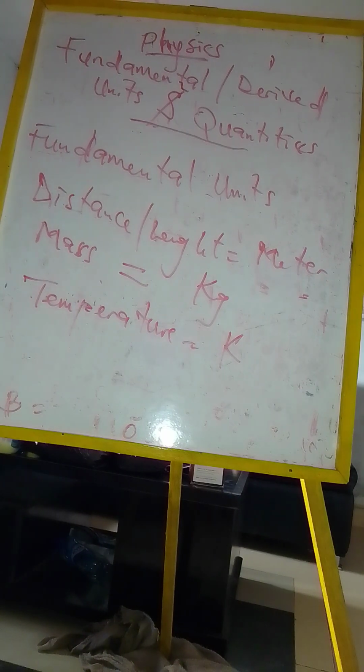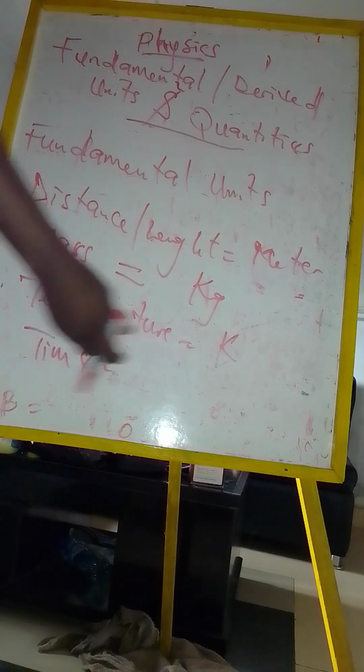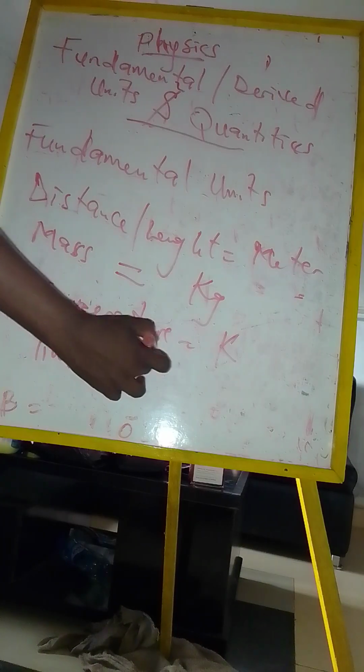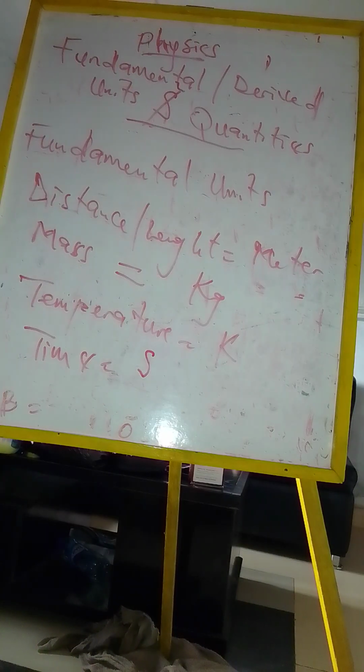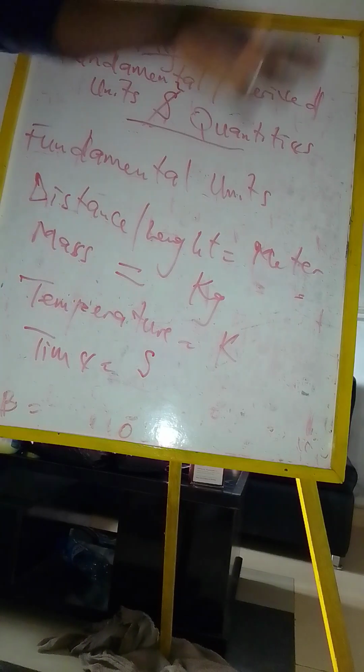Now any other measurement you can think about. How do we measure time? Let's look at time. What is the smallest unit of measurement of time? Seconds. Remember, we have hour, we have minutes, and we have seconds. So the smallest unit of time is second, and so on and so forth.